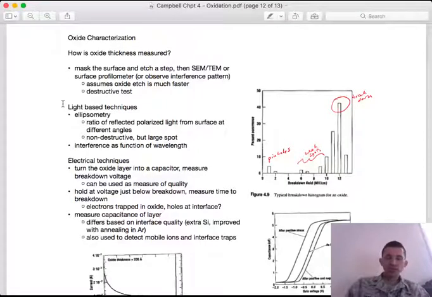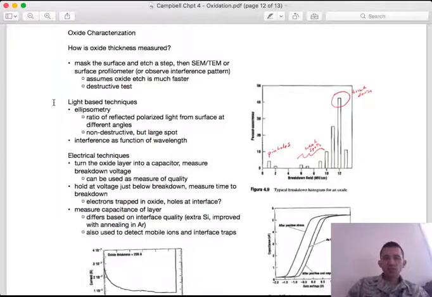And so then you can remove the etchant and then image the surface either with an SEM, scanning electron microscope, or a TEM, transmission electron microscope, or a surface profilometer, which is essentially just like a little needle that goes across the surface and measures the profile. And you basically measure the thickness of the oxide by looking at the depth of the step. This is destructive, and it assumes that the oxide etch is much faster than the silicon etch.